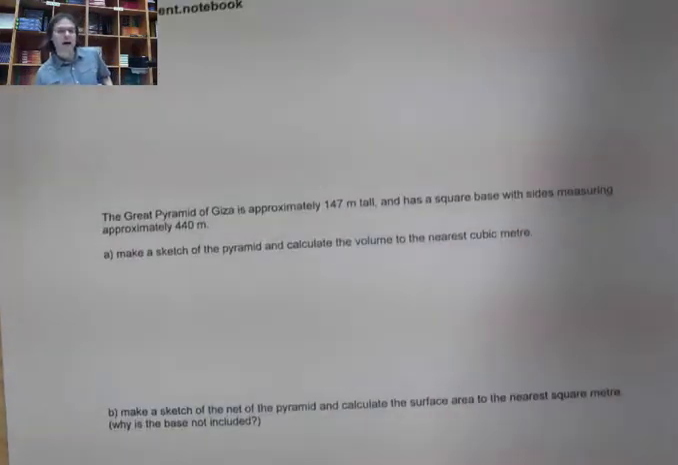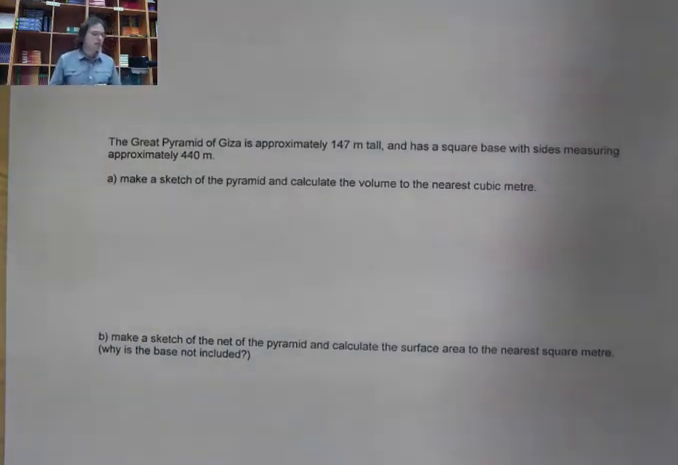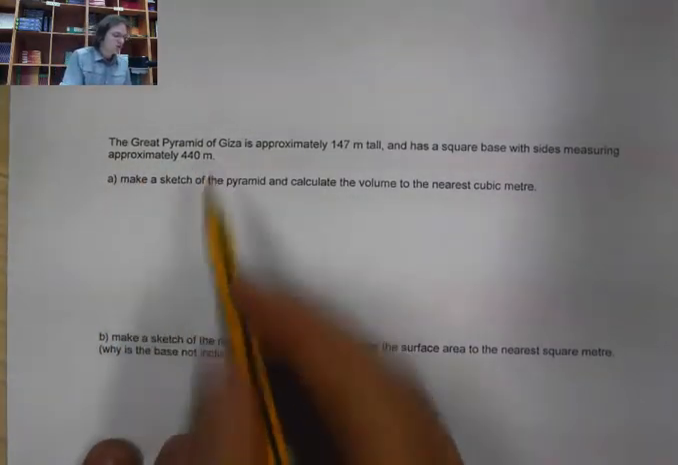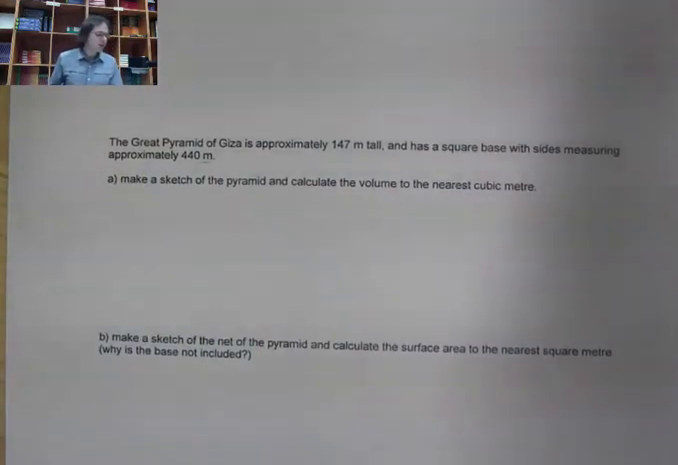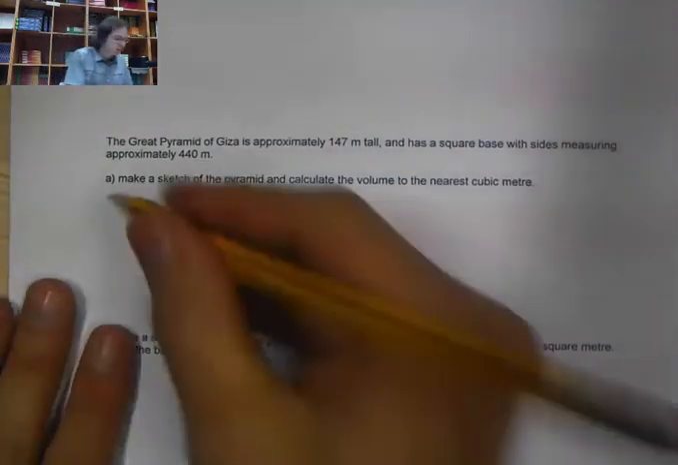Okay? Now, here we have our first question. The Great Pyramid of Giza is approximately 147 meters tall and has a square base with sides measuring 440 meters. Make a sketch of the pyramid and calculate the volume to the nearest cubic meter. So we want to calculate the volume to the nearest cubic meter, but first make the sketch.